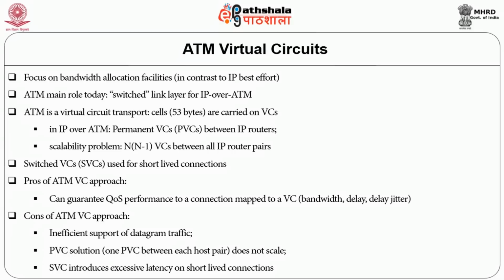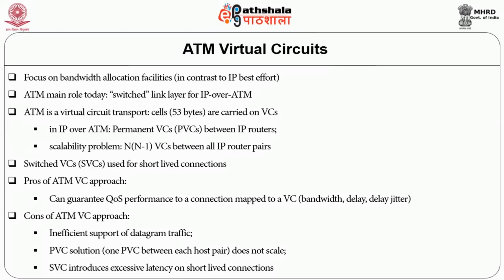And as mentioned, ATM is a virtual circuit transport. It sends all the data in small cells for easy transmission. And you will see that it uses only 53 bytes. Out of that, 5 bytes are for header, the 48 bytes are for data. And in IP over ATM, permanent PVCs are created, virtual circuits are created between two IP routers. And scalability is a problem with ATM. Then switched VCs are there, switched virtual circuits for short-lived connections.